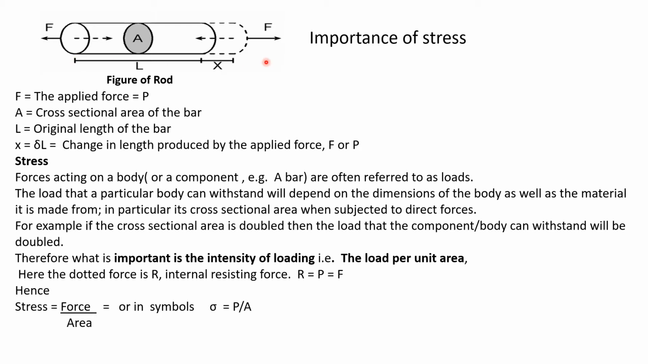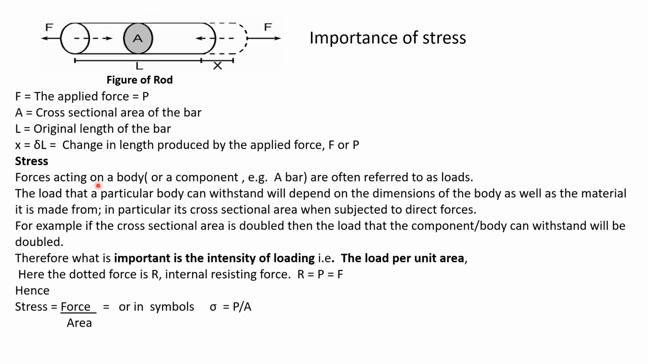So this is the length of the rod, and this X, this dotted line, is showing the increase in length. So applied force is F, which we took as P. Cross-sectional area is A. Original length of the bar is L, and this X is equal to delta L, that is the change in length produced by the applied force F or P.